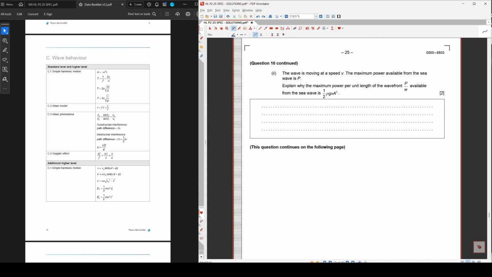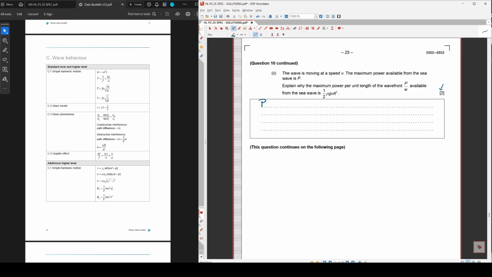All right, the wave is moving at a speed v. Maximum power available is p. Explain why the maximum power per unit length available from the sea wave is this. Oy vey, this is 2 marks. This is going to be a lot of stuff. You might have another way to say this, but I'm going to math through it. This is way too much work for 2 marks. I wouldn't actually do this on the test, but let's do it. Power over width, why not?